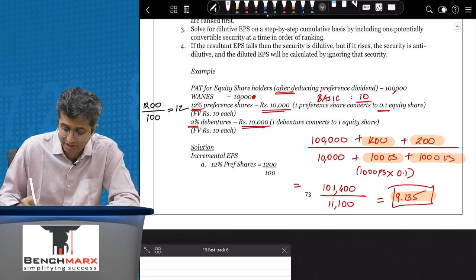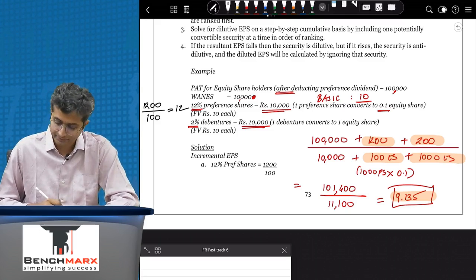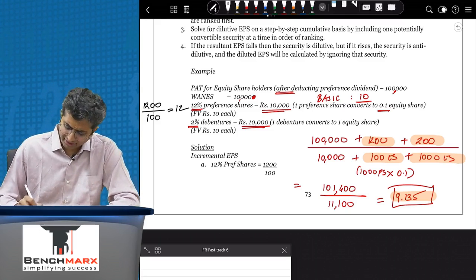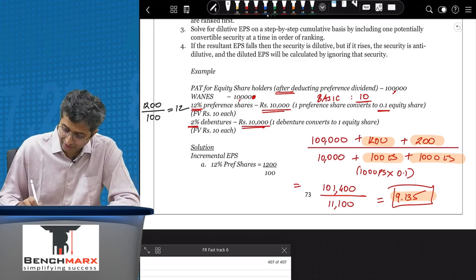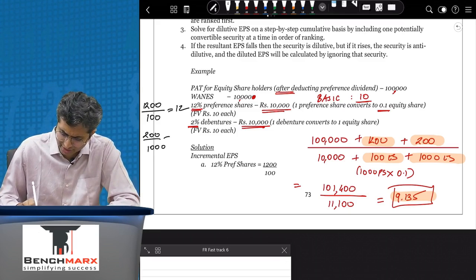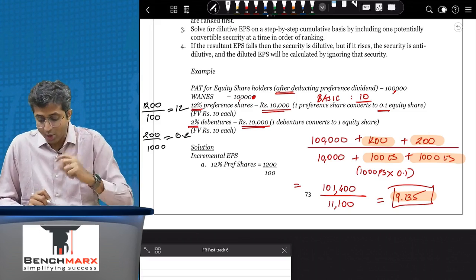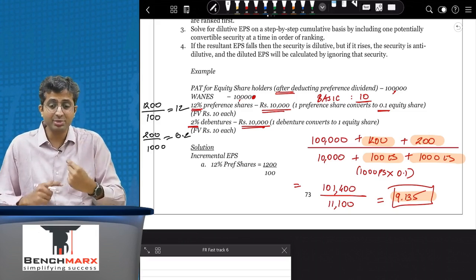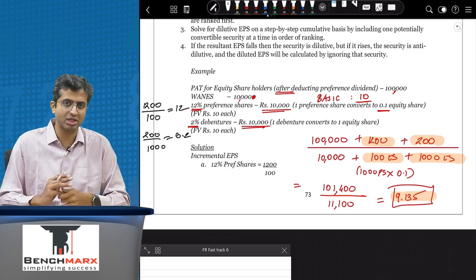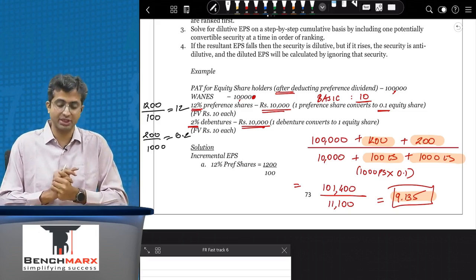This is 100, and hence the incremental EPS comes to 12 rupees. Second, for the second instrument, you will take 200 upon 1000. So let us say this is 0.2. So the first step involves calculation of incremental EPS. What does incremental EPS mean? It means for every one instrument that is converted, how much is the cost saving per share?